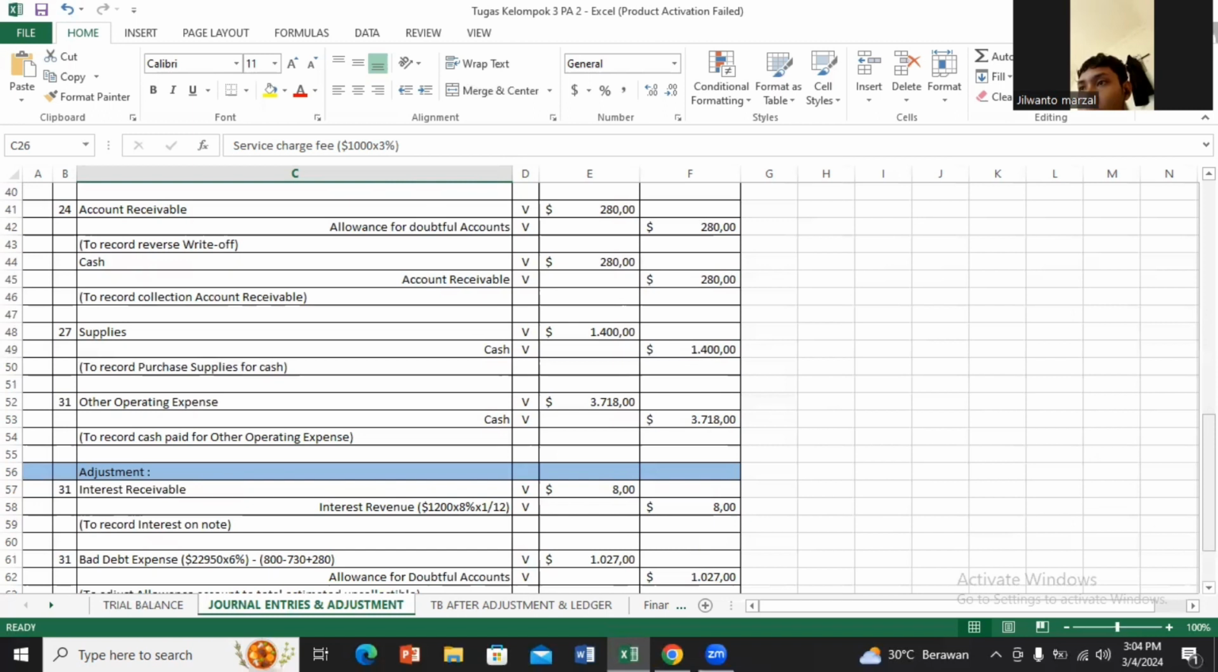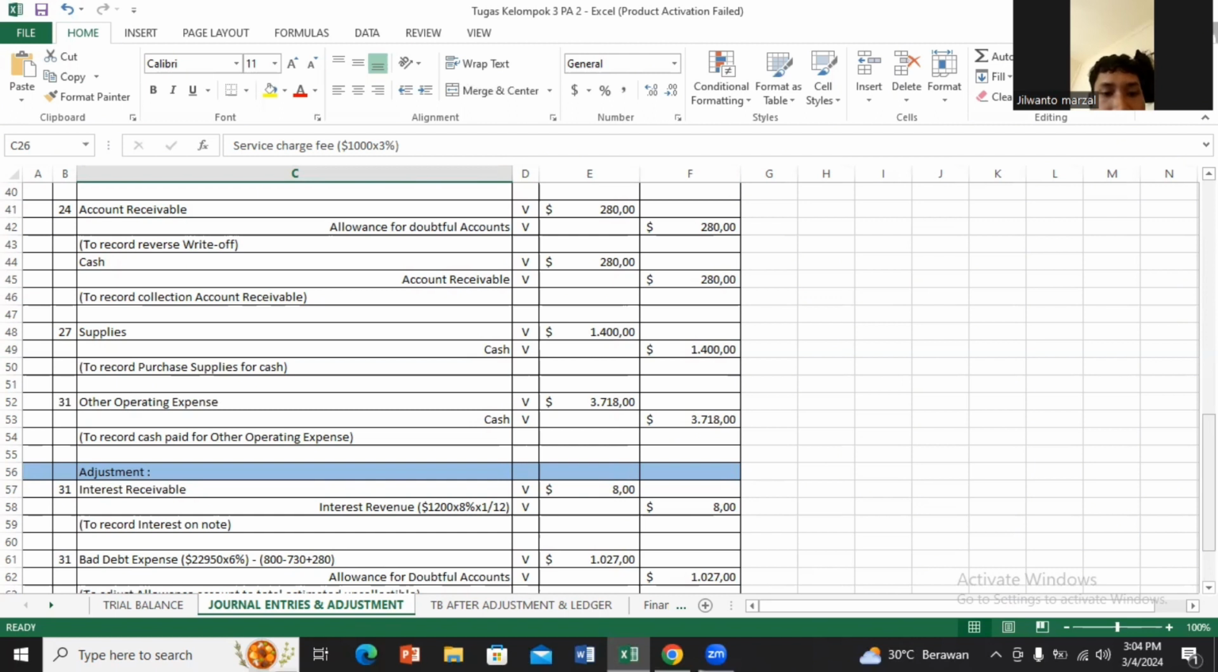So we must count it: $1,200 multiplied by 8%, and then multiplied by 1 per 12, and then we get the result, which is $8. So the journal is interest receivable in debit $8, and then interest revenue in credit $8. Okay, we move on to the second one.